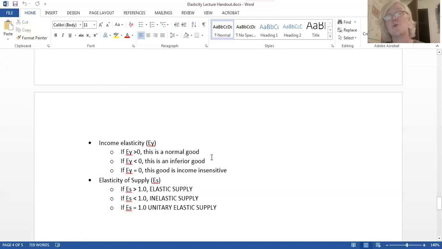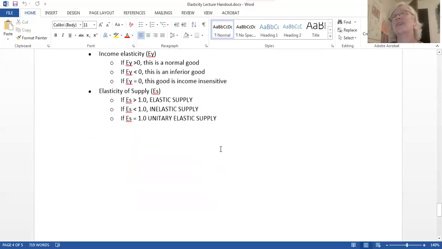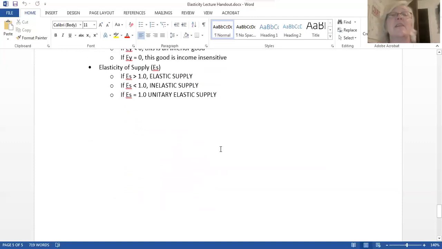However, the words elastic, inelastic, and unitary absolutely apply to our last measure of elasticity, the elasticity of supply. So you do your calculations, you do your midpoint formula for your elasticity of supply, and you find out that the number comes out greater than 1. Elasticity of supply numbers are always going to be positive, whereas the demand curve was downward sloping, a negative relationship between the price and the quantity. In supply, the supply curve is upward sloping. It has a positive slope.